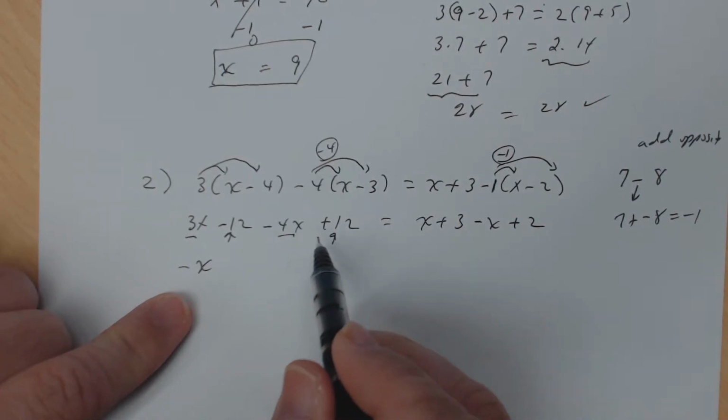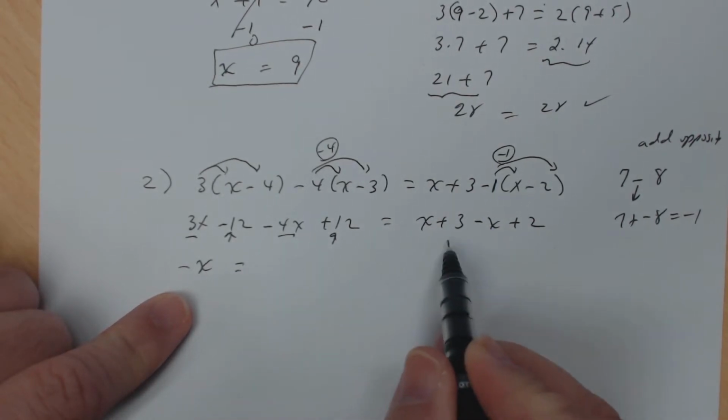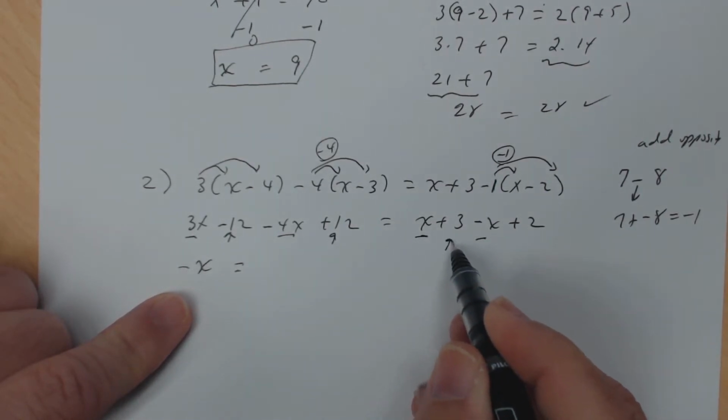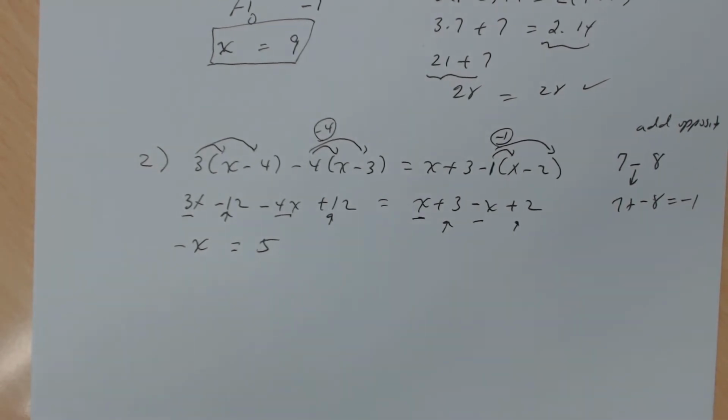Okay, so that takes care of all these terms. And over here, on the right-hand side, I'm going to have equal. x subtract x is 0. 3 plus 2 is 5. So I get negative x equal 5.